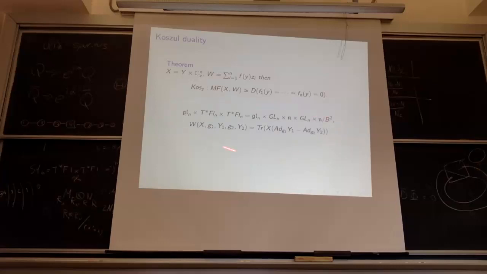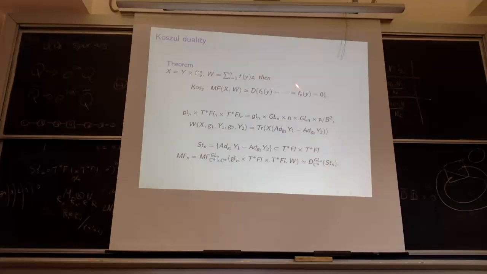So let's look at this potential. It's clearly linear in X. So you can apply this theorem, and we get that the matrix factorization on this space is equivalent to the coherent sheaves on a space defined by this equation, which is exactly the Steinberg variety. So the Steinberg is defined by this equation, and we get back to what we've seen before. All right, so it looks nice, and it seems like we haven't done anything new compared to the Steinberg story. You will see something new in a second, but any questions so far?